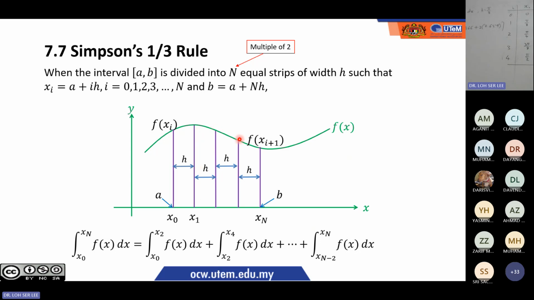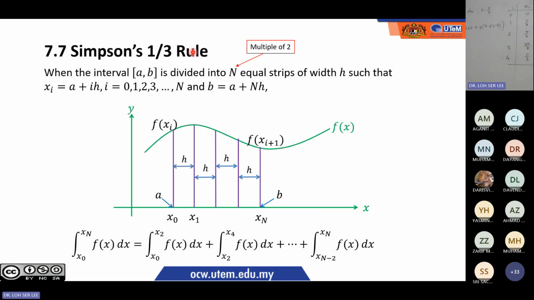And then this 1, 2, 3, we will interpolate these 3 points to get a quadratic function, and then we estimate the area under the curve of that quadratic function. So that's why your n, your total number of subintervals, must be a multiple of 2. You cannot have an odd number, because 2 makes a pair, if you want to use Simpson's one-third rule.